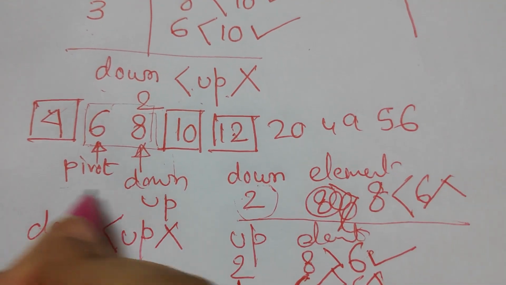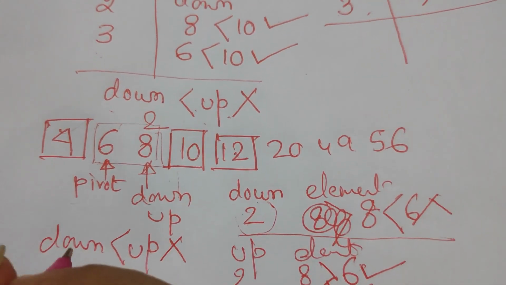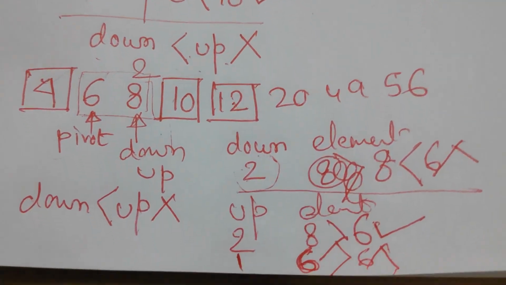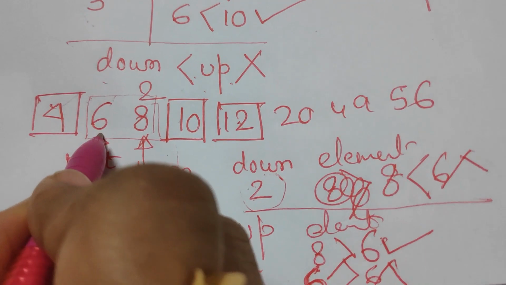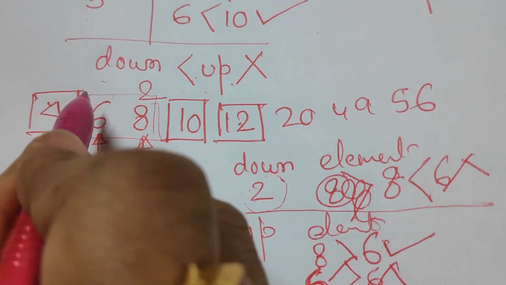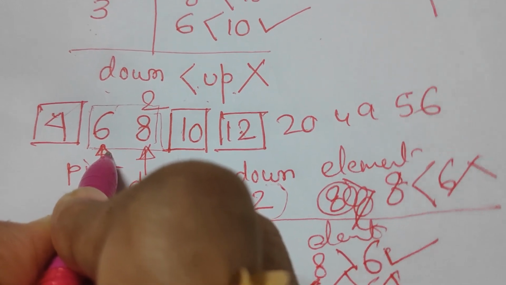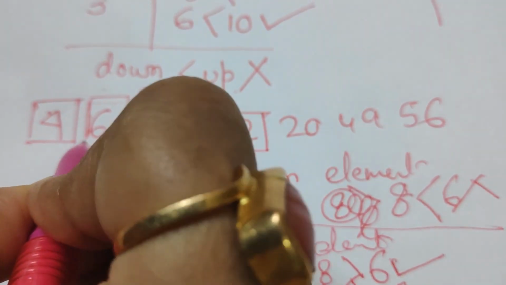Now whenever down less than up becomes false, we swap the up value with the pivot. But right at this moment, up is also pointing at index number 1 and pivot is also index number 1. So whether you swap or not, 6 is always at its current position. Right? So 6 has got sorted.